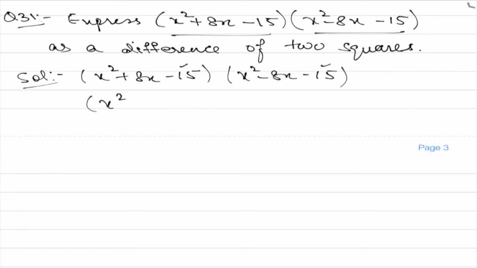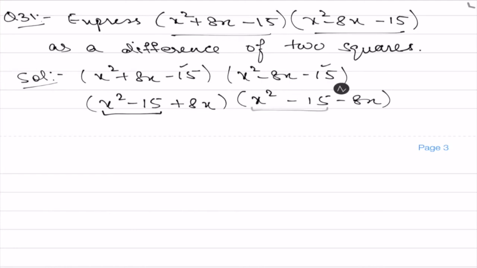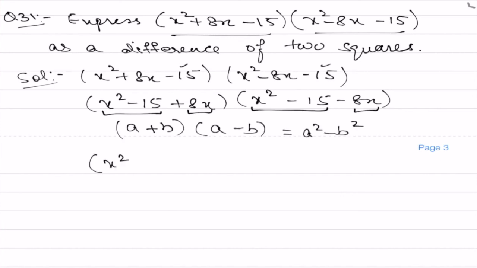Here we rearrange the terms in the first bracket and rearrange the terms in the second bracket also. Here we can see x square minus 15 is the same in both, and 8x has opposite signs. So it becomes (a plus b) into (a minus b), that is equal to a square minus b square. So (x square minus 15) whole square minus (8x) whole square. We leave this answer like this only, because they said express as a difference of two squares. This is the difference of two squares.